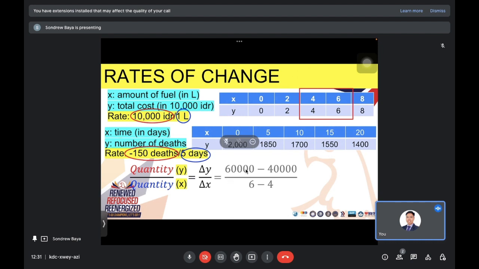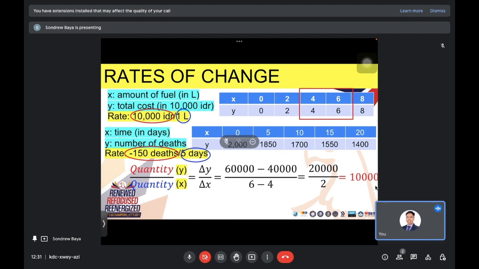So 60,000 minus 40,000. And then for the x as well, we need to know how it changed. So that's 6 minus 4. Thus, we have 20,000 over 2, giving us 10,000, which is actually the rate of change. So we say this is 10,000 rupiah per liter. Take note that the quantity y here is your total cost. The quantity x here below is your number of liters. So we say 10,000. This tells us the amount you're gonna pay per 1 liter.